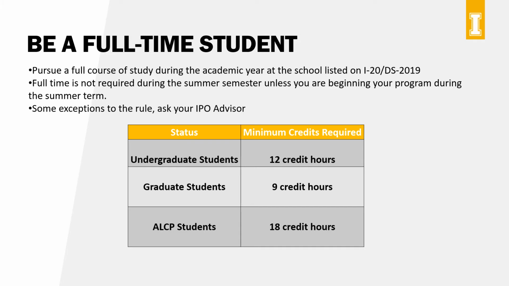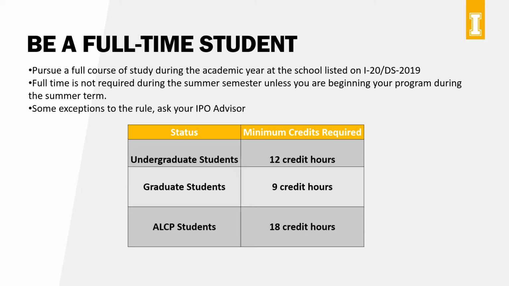The next step in maintaining your status is to pursue a full course of study during the academic year. Students must attend the school listed on their Form I-20 or DS 2019. A full course of study for undergrad students is 12 credits a semester. For grad students, you must be enrolled in at least 9 credit hours per semester. And for ALCP students, you must register for at least 18 credits per semester.